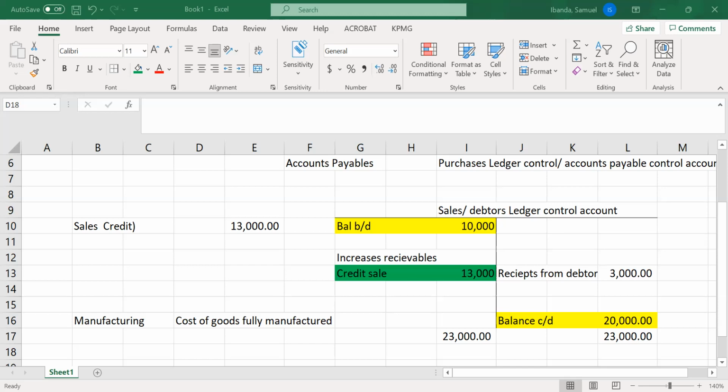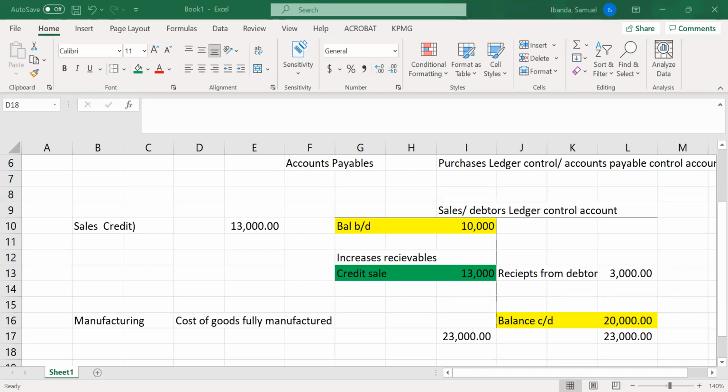So I was trying to highlight to you that depreciation for the factory assets is part of the cost of goods fully manufactured, and so should be accounted for in the manufacturing account and not in the trading account. Like I said, the trading account records office and administration, selling and distribution, and then financing costs. So your judgment should be based on that. Okay.